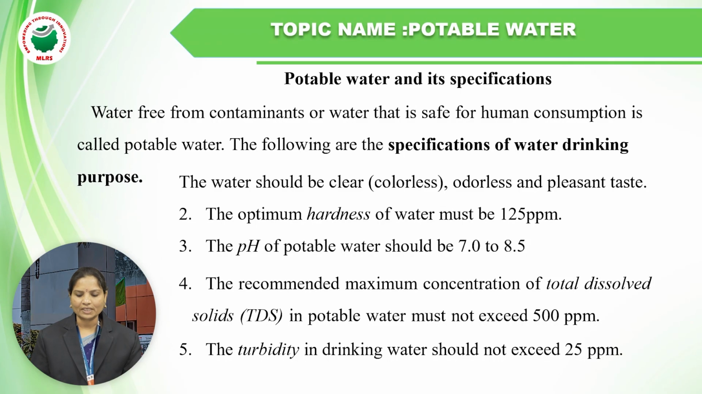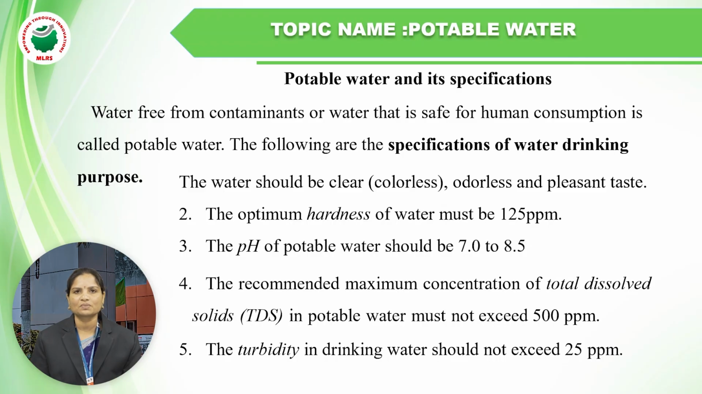So what is potable water? The water which is suitable for drinking purpose is called potable water. It means it does not have any type of impurities. Then only it will help for drinking purpose. So we call such water potable water.